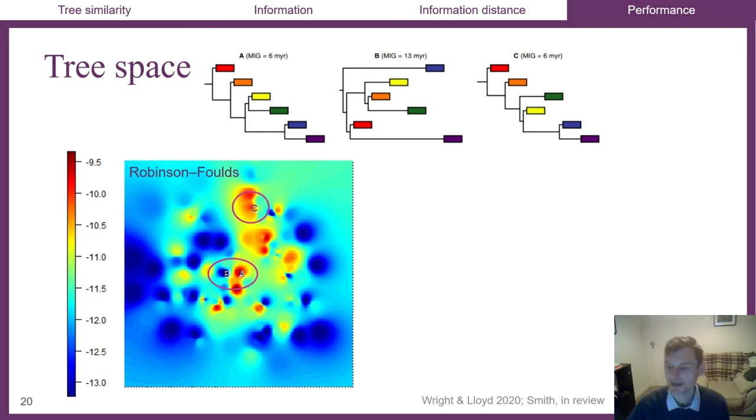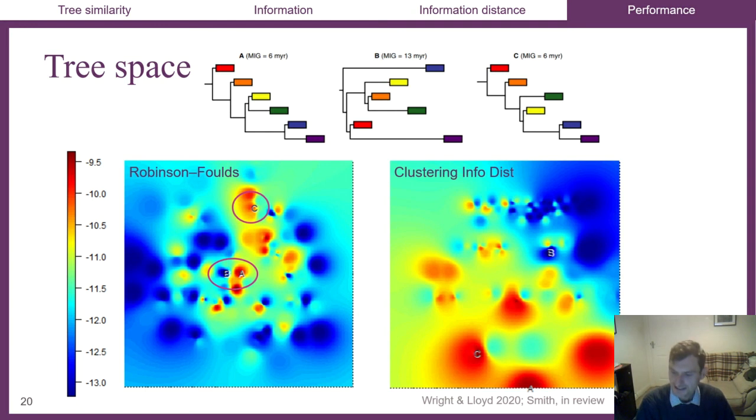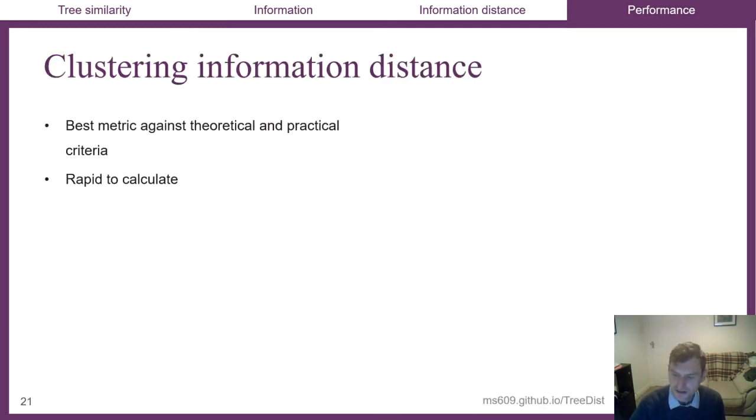If we build a tree space based on the clustering information distance, though, we see a much more natural space with a gradient from high grounds down to low grounds, and our 2 trees with a good fit to the fossil records are close together and a long way from our tree with a poorer stratigraphic fit. So this tree space behaves in an intuitive way. So the clustering information distance is the best metric against a range of theoretical and practical criteria.